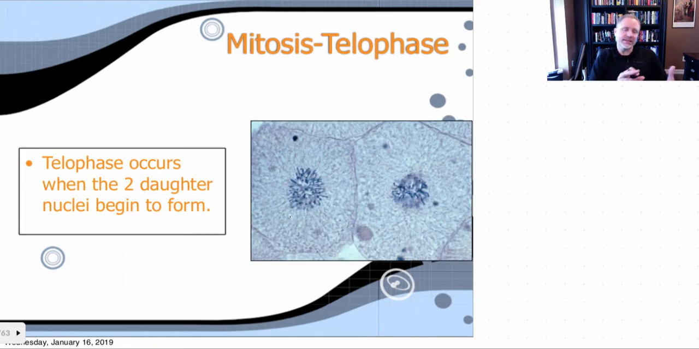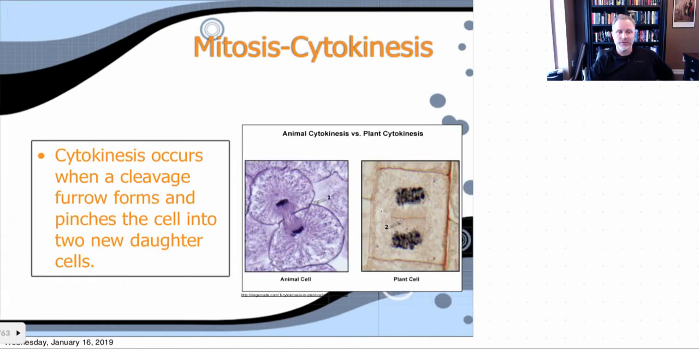Now, telophase is a little more difficult to look at. It might be easier to see when we do the onion lab, because in some respects it looks very similar to prophase or prometaphase. But in telophase, the daughter nuclei start to reform. The genetic material starts to relax back down, and you've got an obvious delineation between this cell and this cell. You're getting new nuclei and two new cells starting to form.